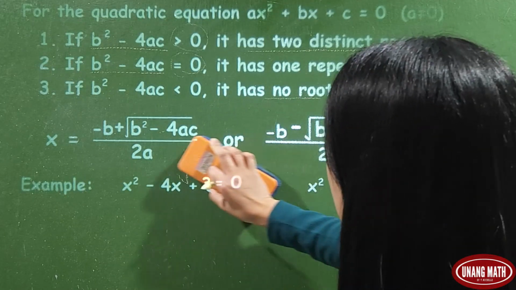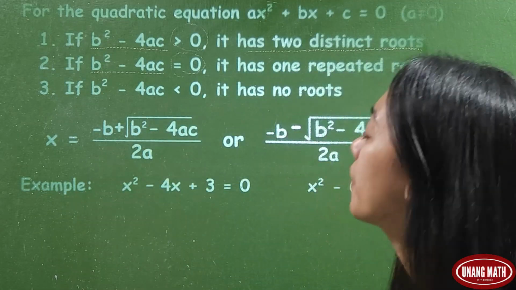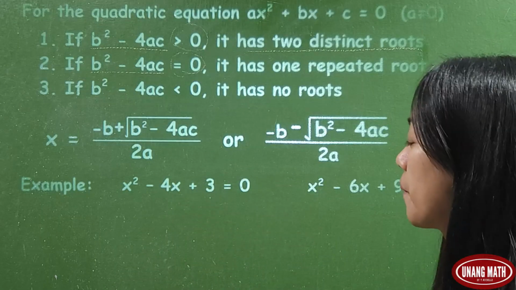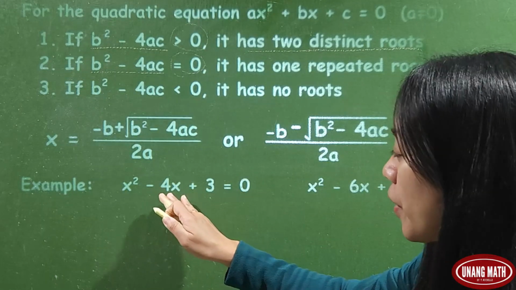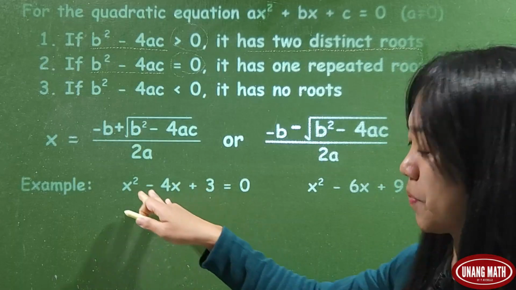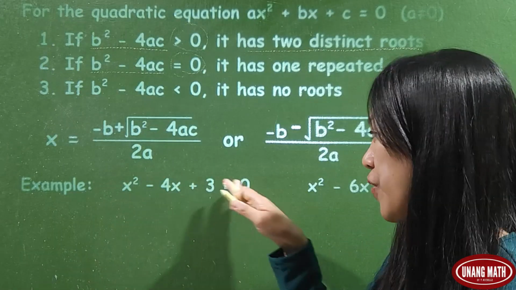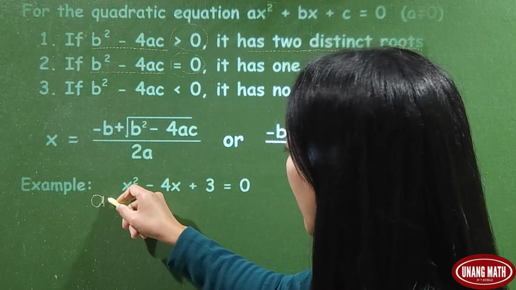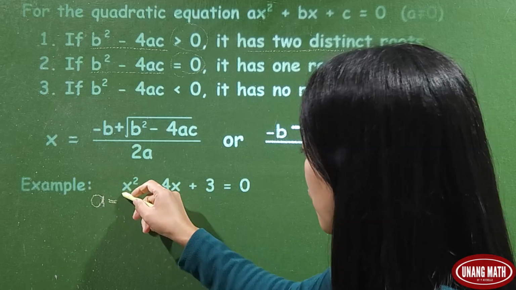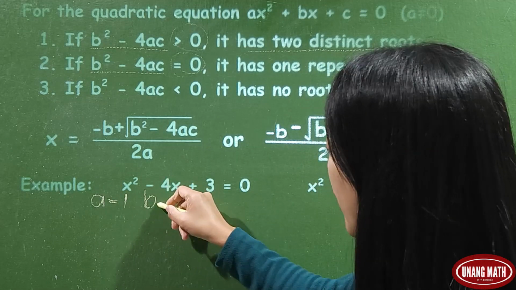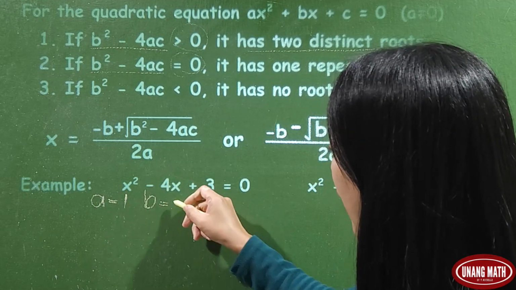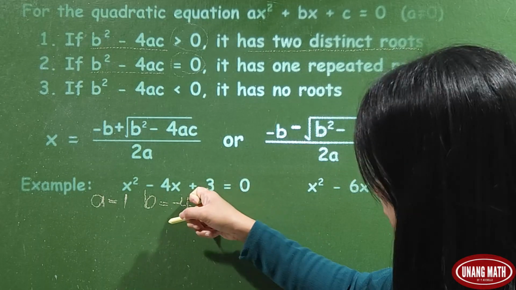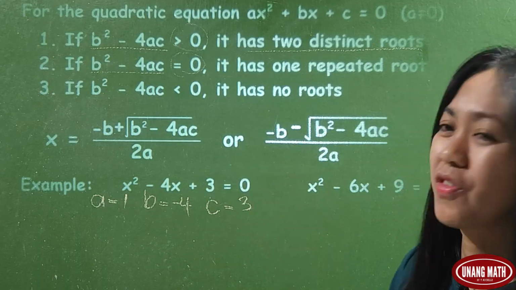Okay, let's give an example. We have here x squared minus 4x plus 3 is 0. We are going to use the discriminant to determine how many solutions this quadratic equation has. We know that the value of a, the coefficient of x squared, is 1. The value of b, the coefficient of x, is -4. The value of c, the constant number, is 3.